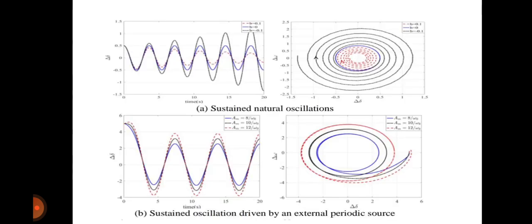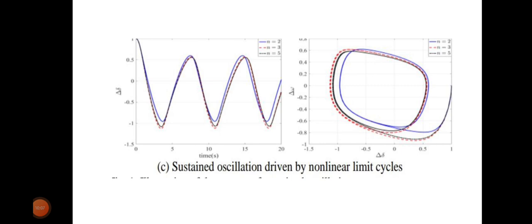Here we can see the graphs: in A, sustained natural oscillations; in B, sustained oscillation driven by an external periodic source; in the third case, sustained oscillation driven by non-linear limit cycles.